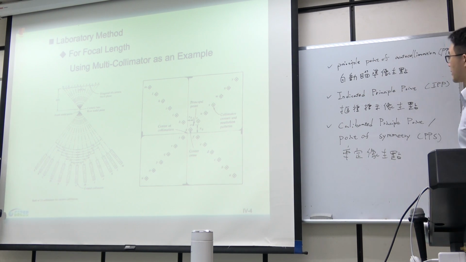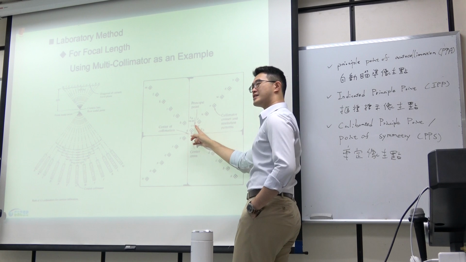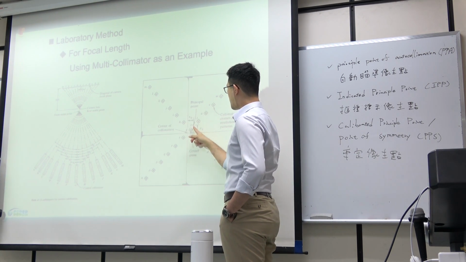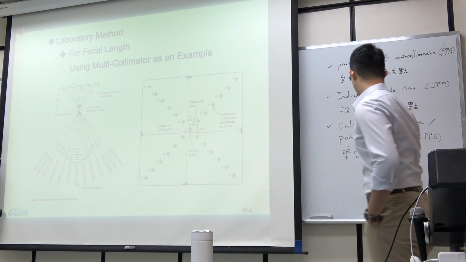Then the next thing is the calibrated principal point, or so-called principal point of symmetry. PPS, S means symmetry, point of symmetry, and this is called 预定相逐点. So the calibrated principal point is indicated over here, the O over here. That's the O.